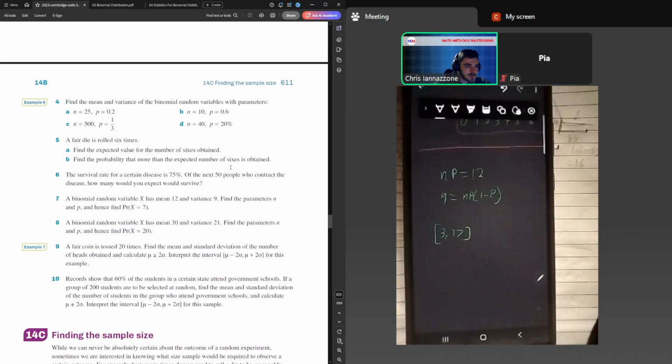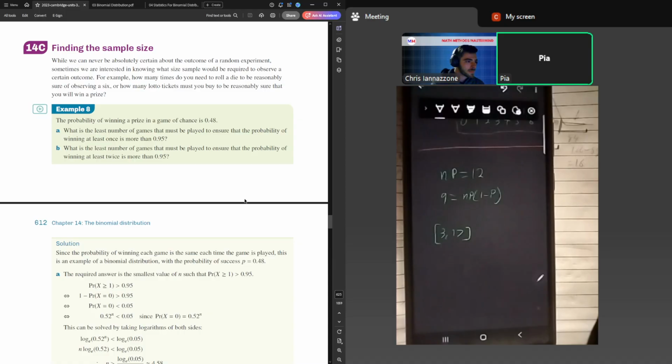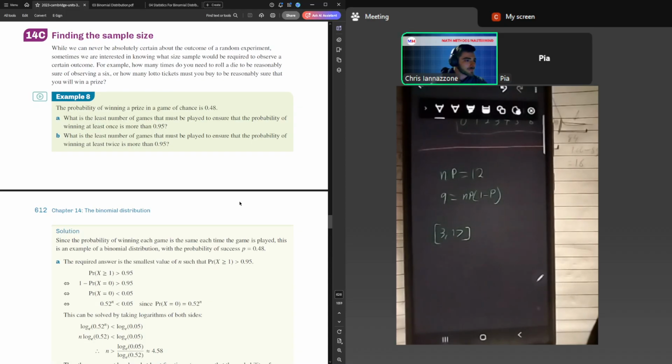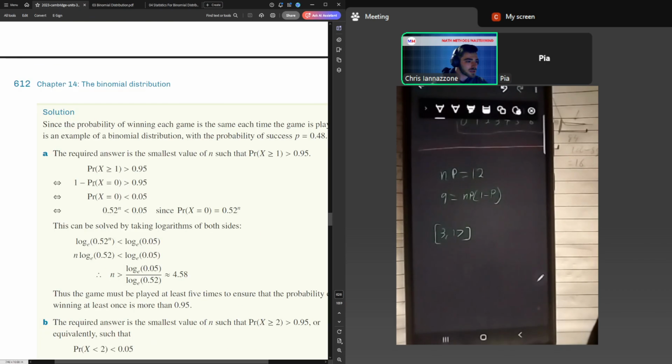Anything else from here you wanted to have a look at? No, I think the rest is good. Sweet. Okay. 14C is the find the sample size sort of scenarios. That's where you have to find n, which is where you mostly rely on doing your complement probabilities.